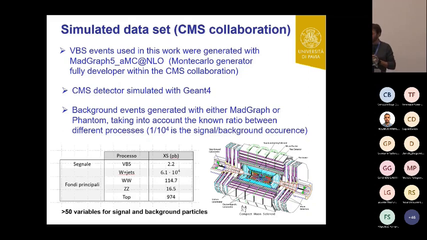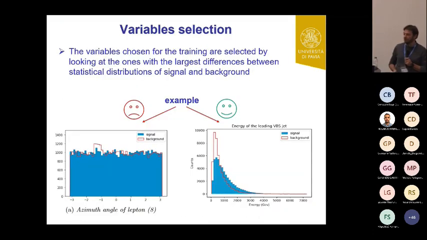In a machine learning scenario, of course, it is important to properly select the variables. And this is done in a pre-selection procedure in which the probability distribution is generated for each of the variables, and we check if the probability distributions of the signal and the background are similar or not. So for machine learning purposes, a variable is a good choice if signal and background have different statistical distributions, and they help in discriminating the two.